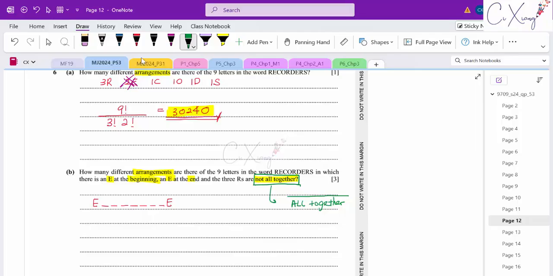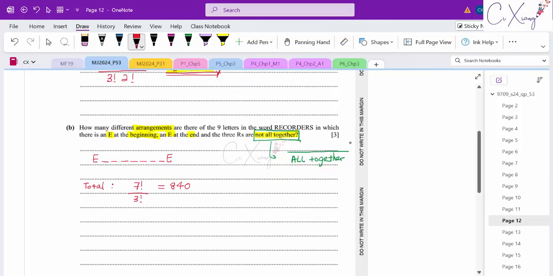Okay, so what's the total that I have? Total means that there's no restriction. So for the total arrangement without restriction, for these 7 letters in the center, I'm still having 3 R and also 4 other letters. So there are total 7 items, so 7 factorial. Out of these 7 items, you are having 3 identical R, therefore you have to divide it by 3 factorial. And you get 840.